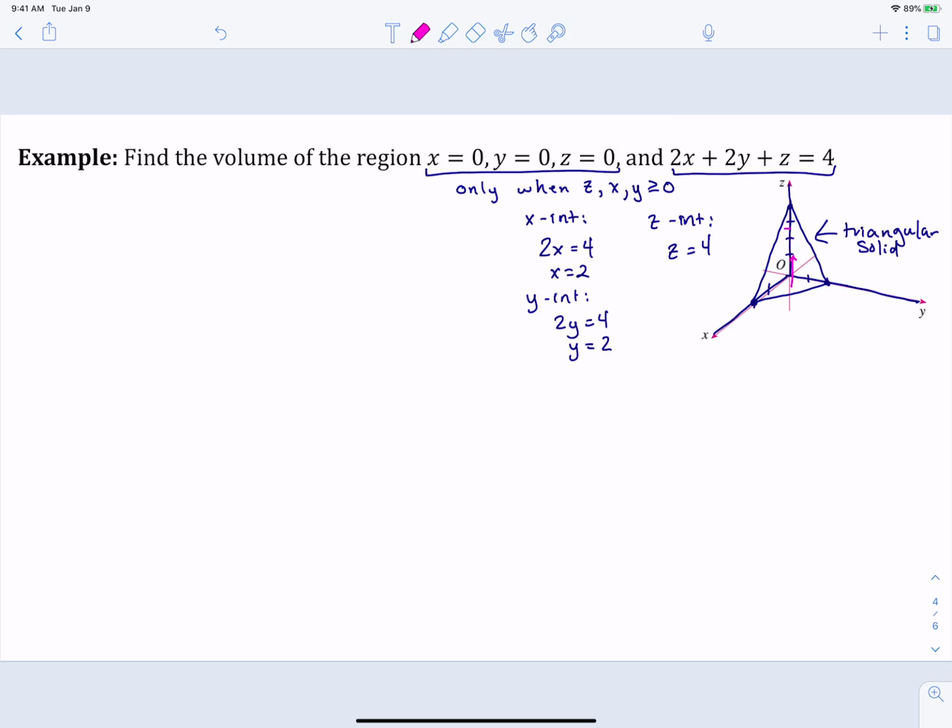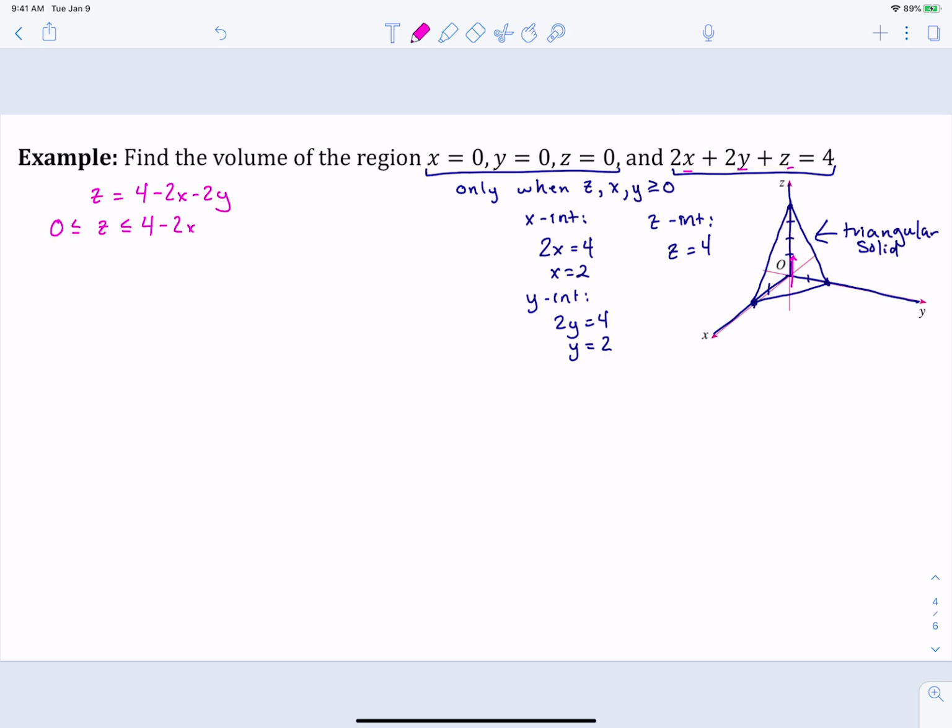And that surface, we could get that surface in terms of any one of these variables if we wanted to. It's actually going to be easiest to get that surface in terms of z, because all we have to do is subtract 2x and 2y from both sides, and we've got it solved in terms of z. So our limits of integration for z, we're going to go from z being 0 until we hit our plane, like that.